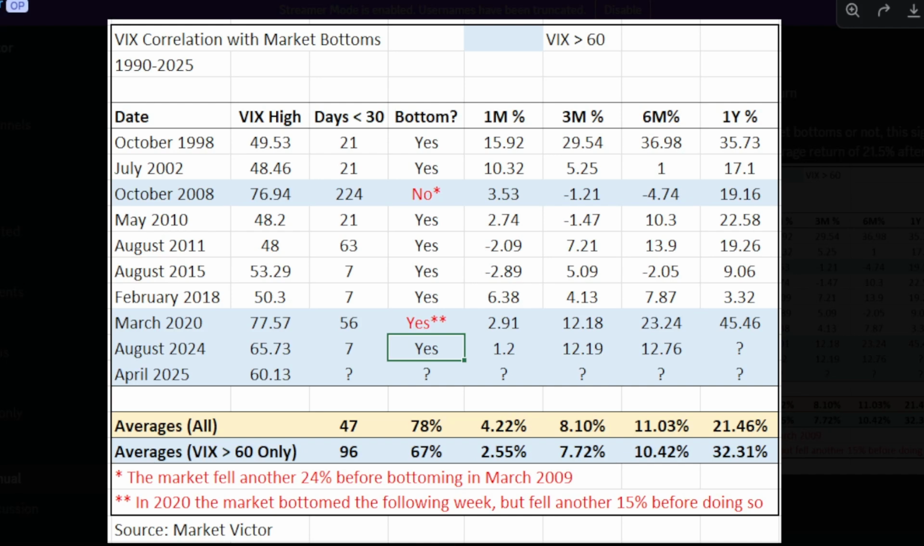Let's just say this isn't the bottom. This is one of those times where this study did not show a market bottom. What then? Well, in 2008, the market fell another 24% before bottoming in March 2009. That's about 5 months. Even in that instance, after 1 year from that point, you saw a 19% return on your investment.